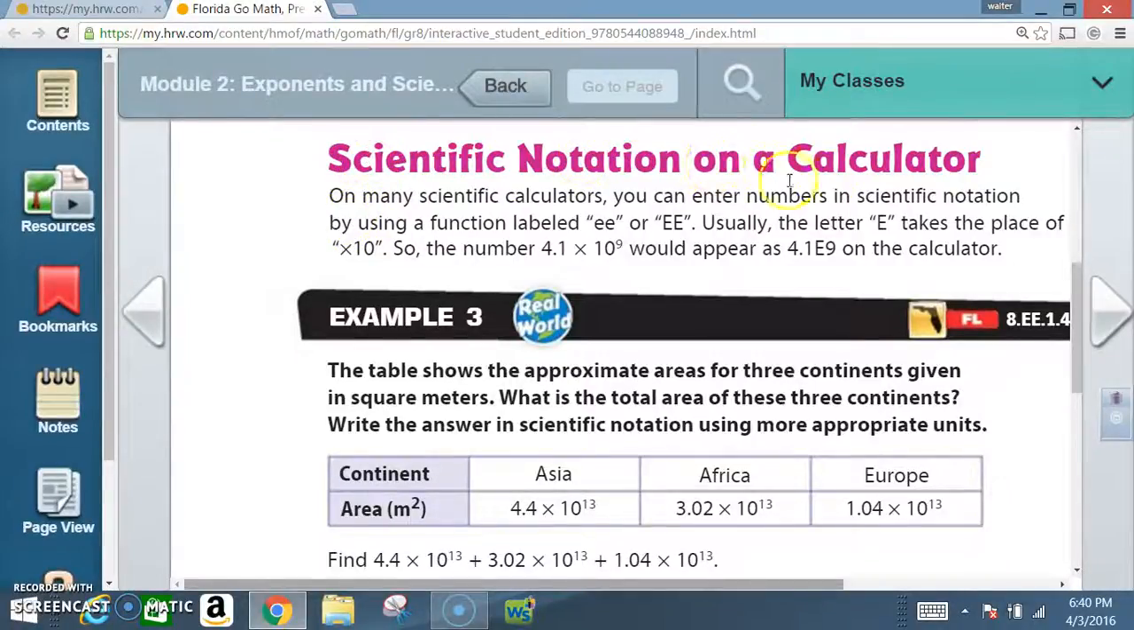Scientific notation on a calculator. On many scientific calculators, you can enter numbers in scientific notation by using a function labeled EE, or EE in small caps. Usually, the letter E takes the place of times 10. So the number 4.1 times 10 to the ninth would appear as 4.1 E9 on the calculator.